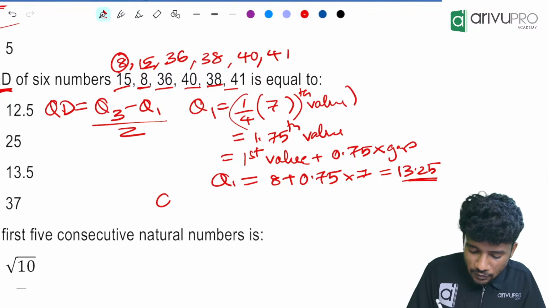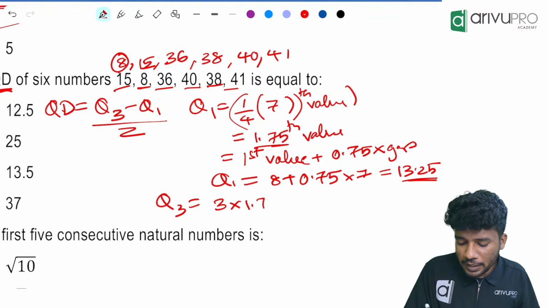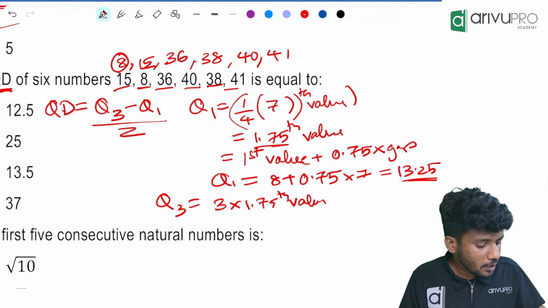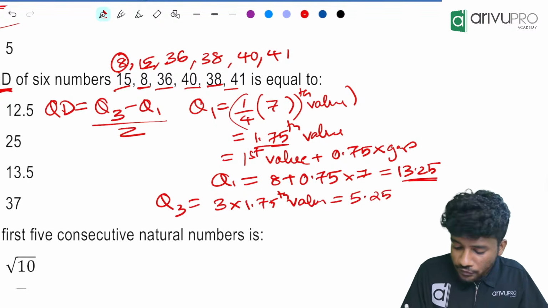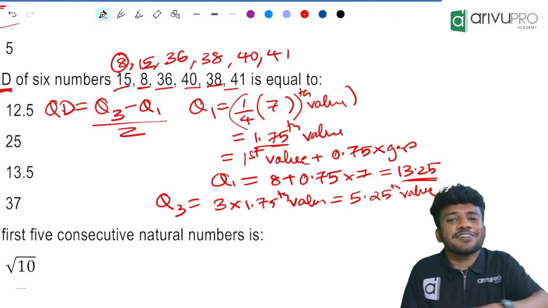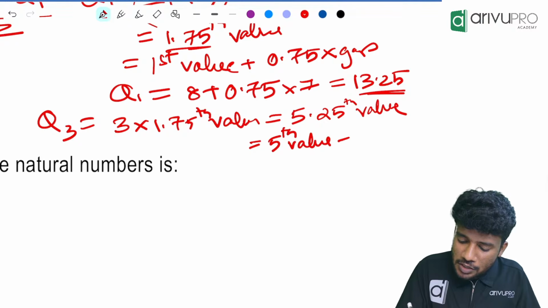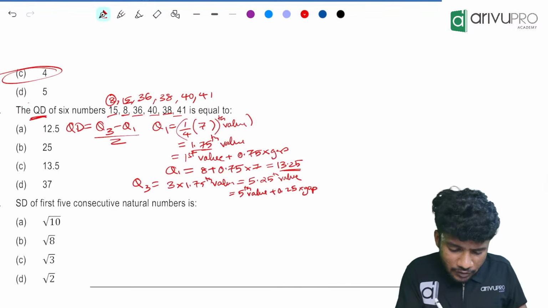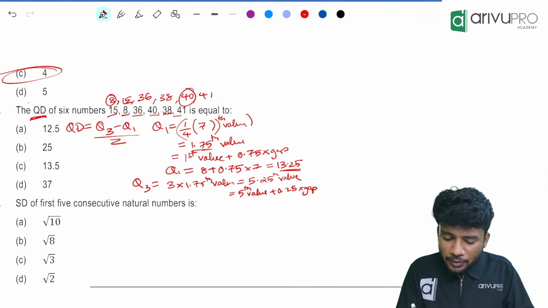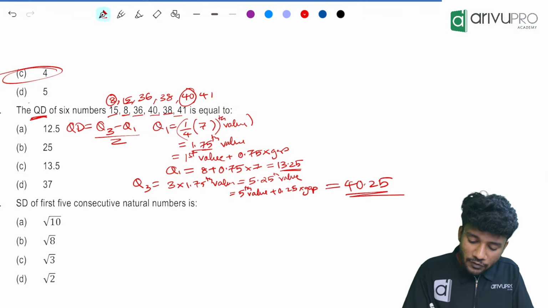Okay. Then Q3 we need to find. Q3 is nothing but you need to multiply this with 3. 3 into the 1.75th value. So how much is it? 3 into 1.75 is equal to 5.25th value. Correct? Yes, the 5.25th value is how much? Fifth value plus 0.25 into gap. Now, which is the fifth value over here? 40. 40 plus 0.25 into 1 is how much? 40.25. So, we have Q1, we have Q3.